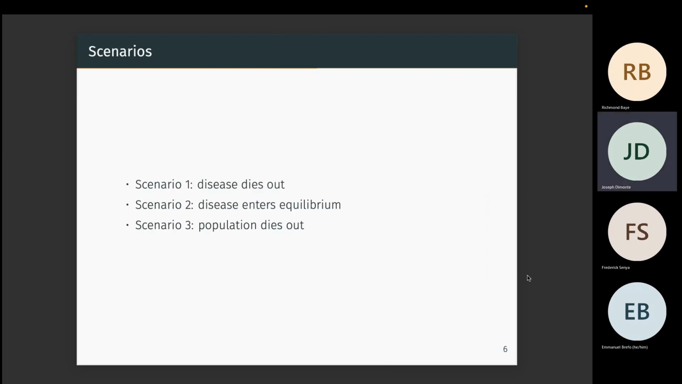And then we were going through the parameter sweeping and just trying to find graphs, and we thought of these three scenarios that kept popping up. Like the disease dies out, or it enters an equilibrium. It doesn't die out, but it does stabilize to a value. Or the total population actually just dies out and there's no disease or no population in general anymore.